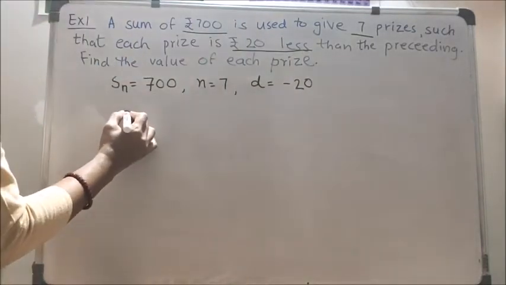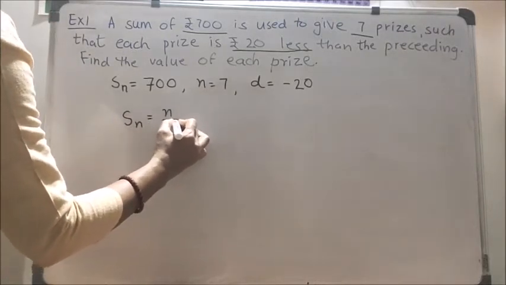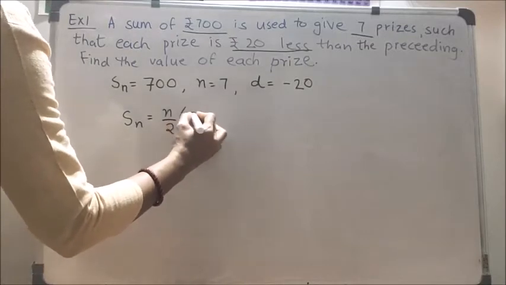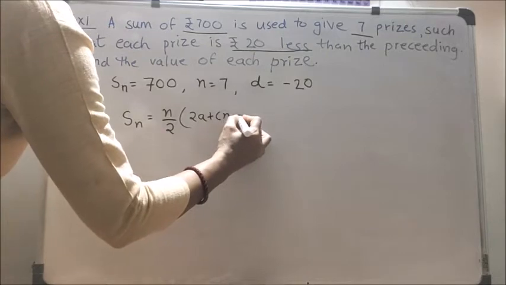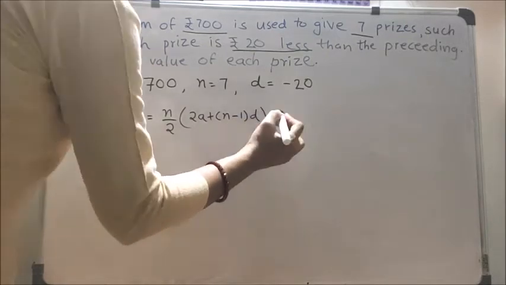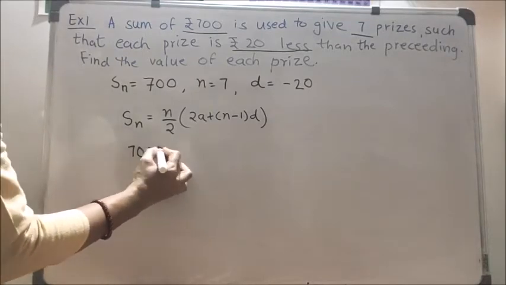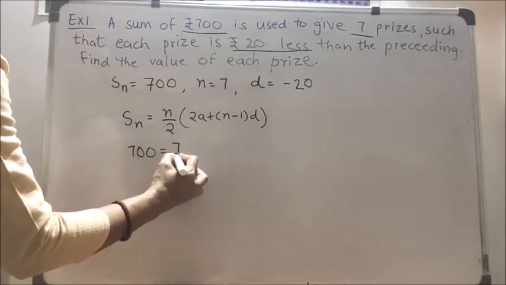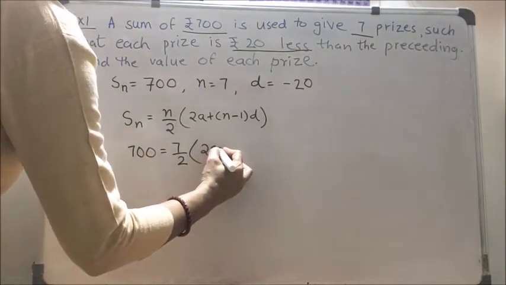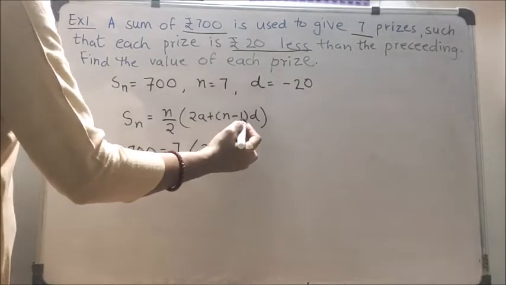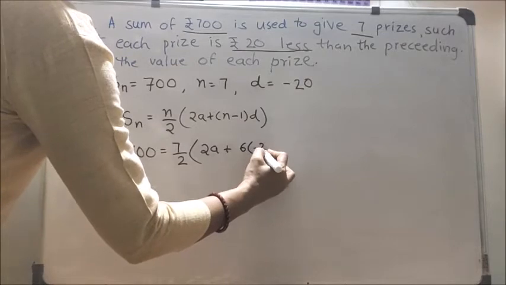Let's put the values now. So Sn is equal to n by 2 multiplied by 2a plus n minus 1 into D. Let's put the values. Sn 700 is equal to n is 7 upon 2 into 2a, we do not know a, plus n is 7, n minus 1 will be 6. So 6 into D, which is minus 20.